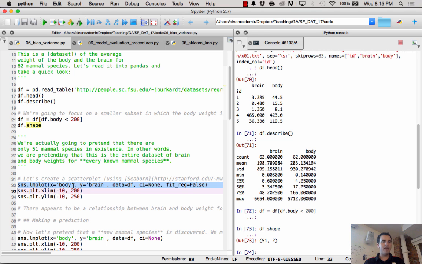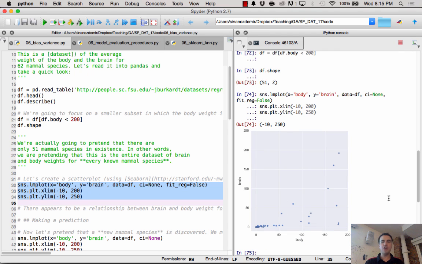Here is a basic scatter plot to show body versus brain mass. As you can see, as the body weight gets smaller, the brain weight is also smaller, and as you move towards the right, you see this kind of upwards trend. And we're going to try to model that trend. You used Seaborn before, the day I wasn't here, correct? You guys used Seaborn before, so this is familiar.